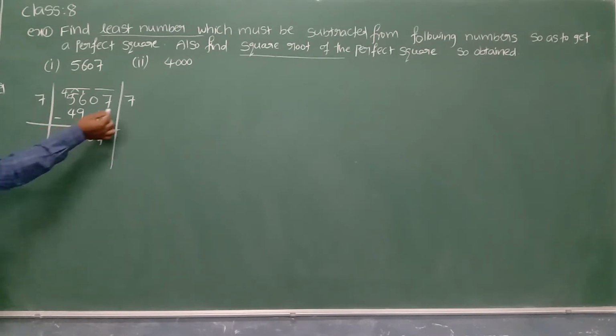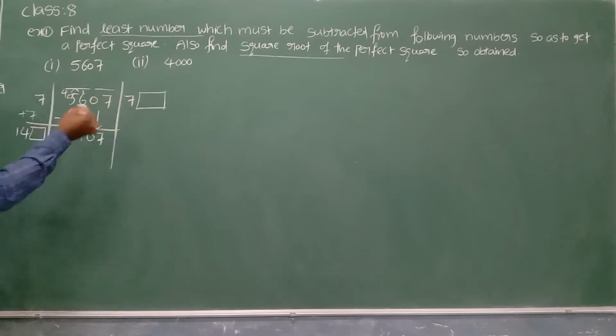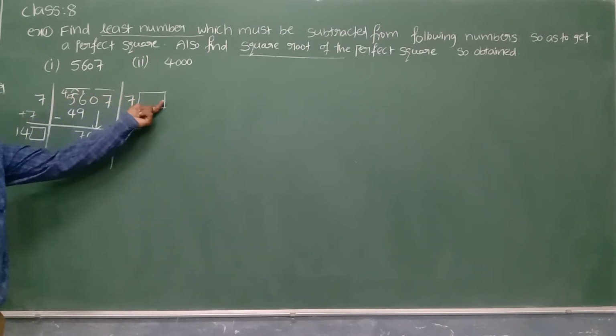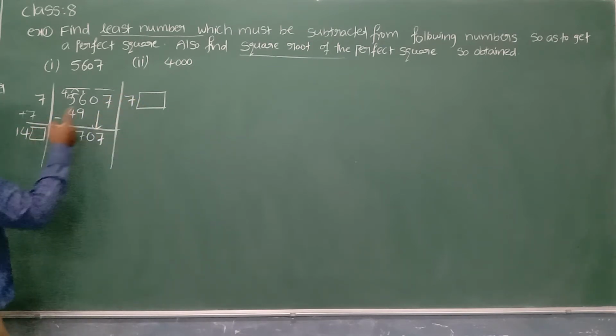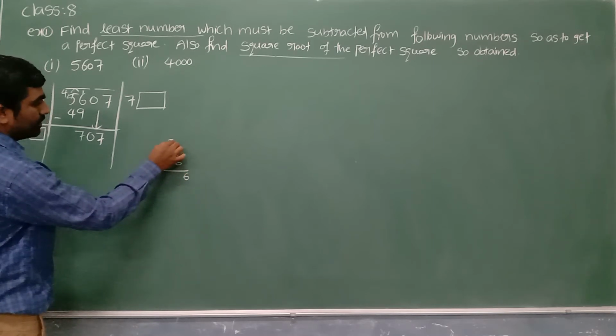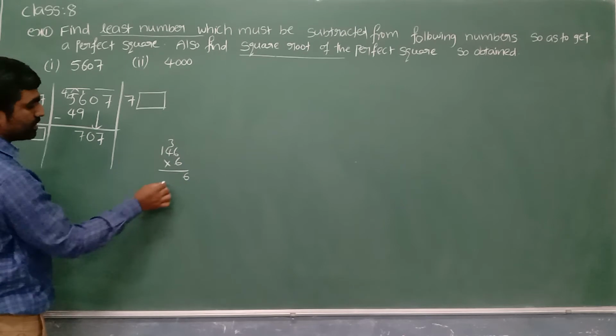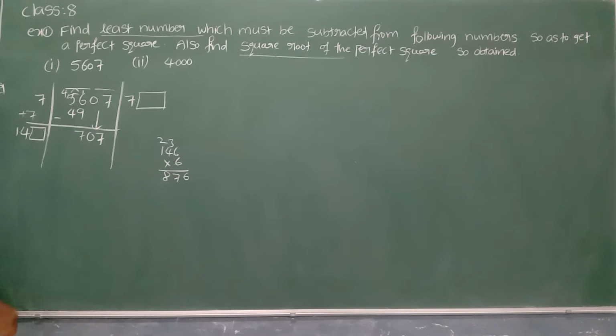Now what is the new divisor here? This quotient 7 we need to add to the old divisor 7. 7 plus 7 gives 14. Now we have to write a suitable digit in both these boxes. We have to write the same digit, 5 5 or 7 7 or 8 8, so that this gives a number near to 707 or equal to 707. Now what is the least number I can keep? Let me go with 6. 146 into 6: 6 sixes are 36. 6 fours are 24, 24 plus 3 is 27. 6 ones are 6 plus 2 is 8. I am getting 876, more than that.